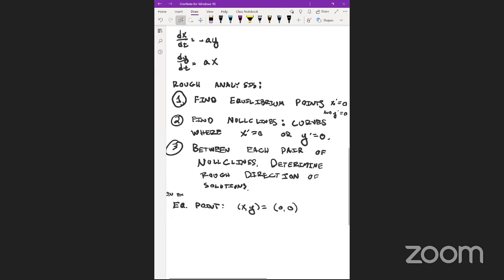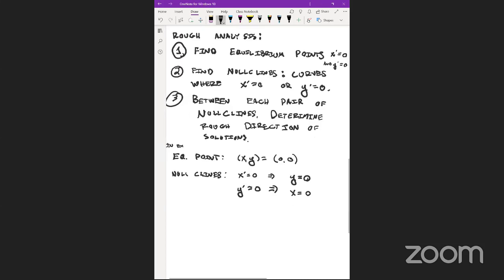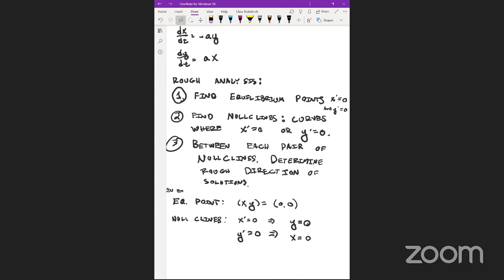We also want to look at the null clines. In fact, for any linear system, the equilibrium will always be 0, 0. The null clines here: the x prime equals 0 null cline is, when x prime equals 0, y equals 0, and the y prime equals 0 null cline is, when y prime equals 0, we must have x equals 0. Pretty straightforward in this case.